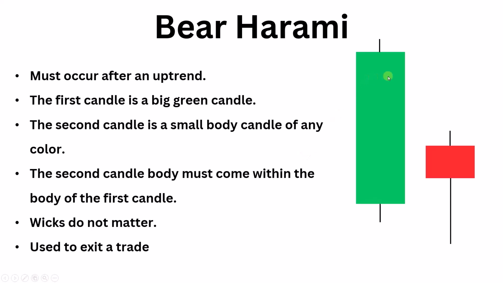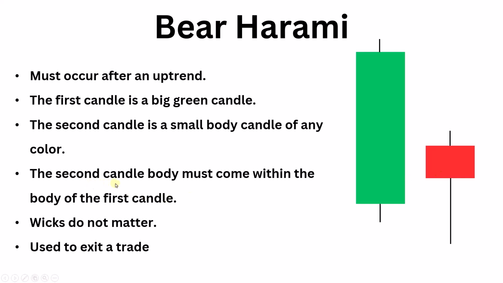Okay. Now this pattern, bear Harami, must occur after an uptrend. So first there must be an uptrend, and at the end of the uptrend, this pattern must happen. Okay. In this pattern, the first candle must be a big green candle, a big green candle like this. Okay. Then the second candle must be a small body candle, and it can be of any color. So this can be red or green. It doesn't matter.